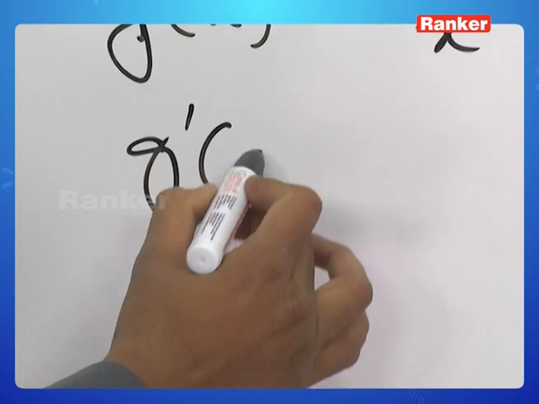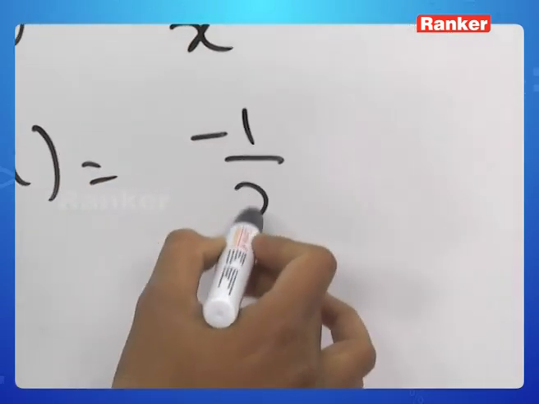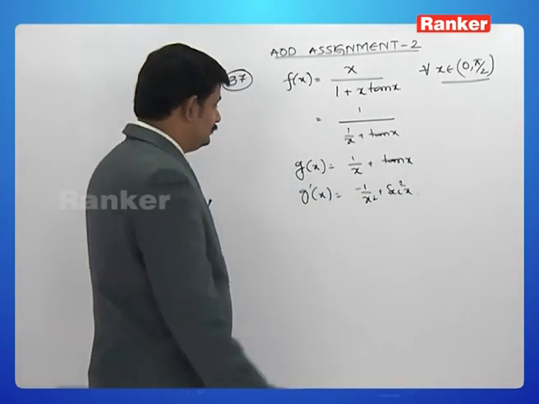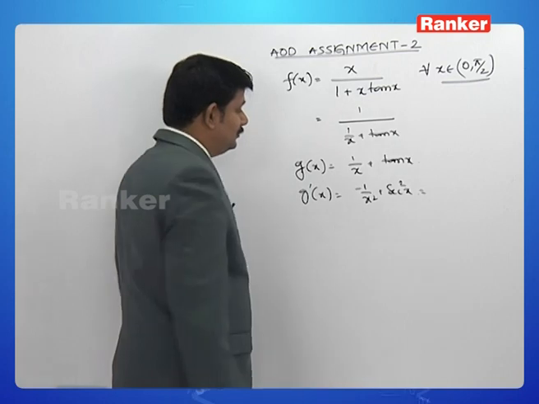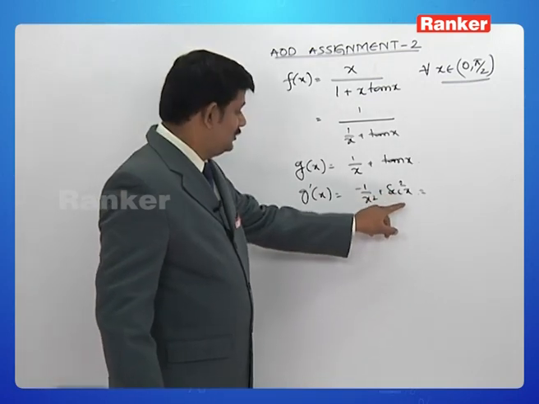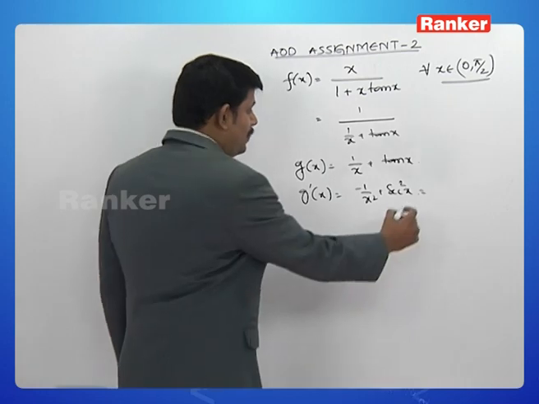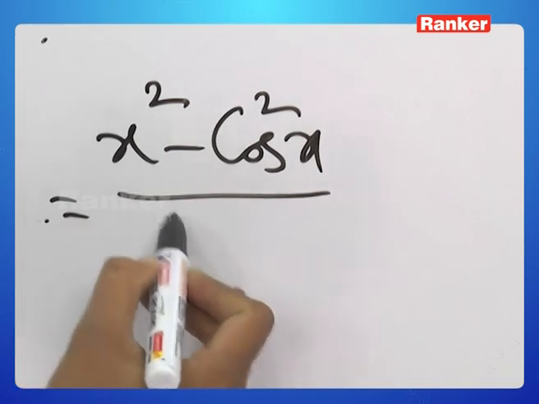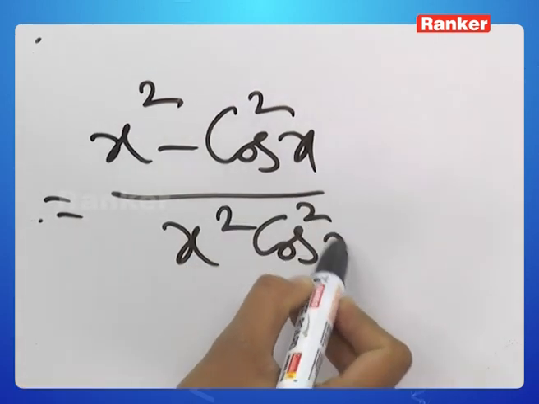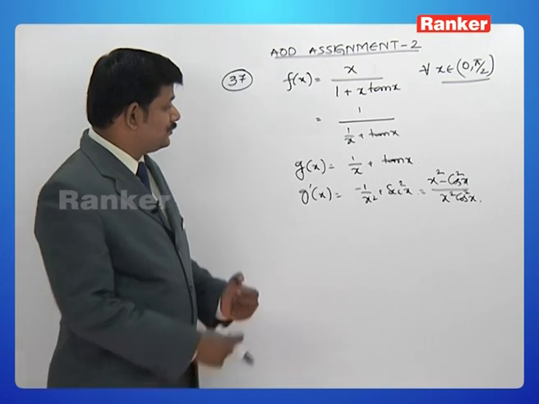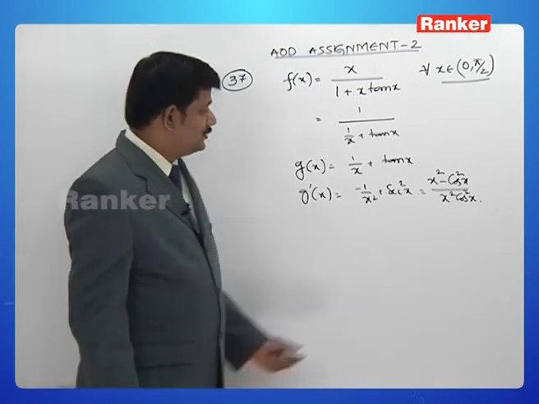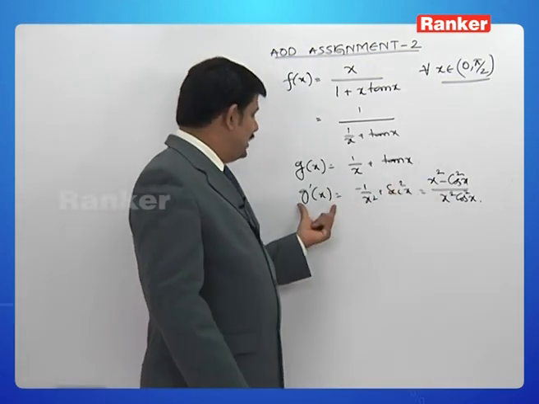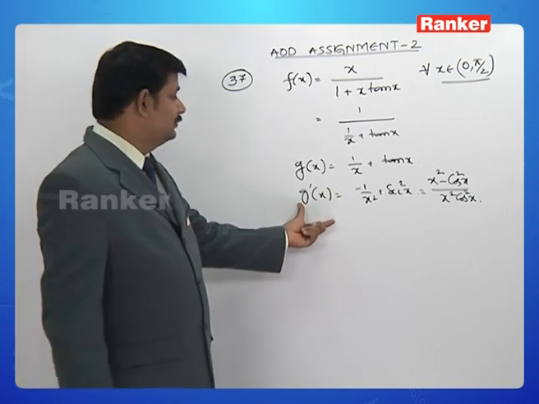G dash of x would be minus 1 by x square plus secant square x, which can be written as, this is 1 by cos square x, take LCM, x square minus cos square x divided by x square cos square x. Now, let us see if g dash x is entirely positive or entirely negative.